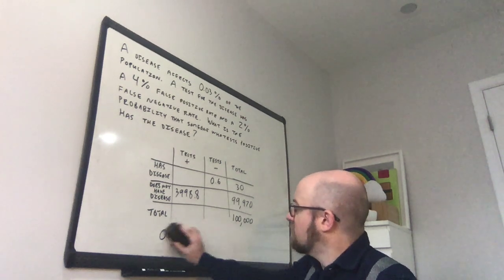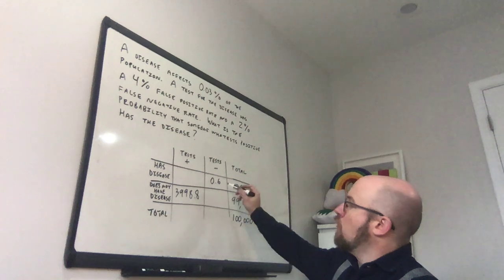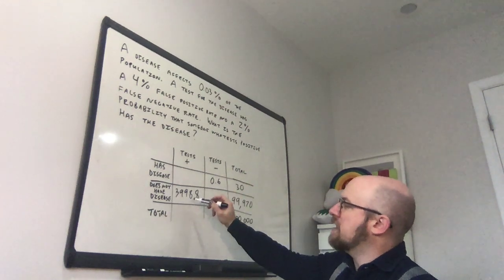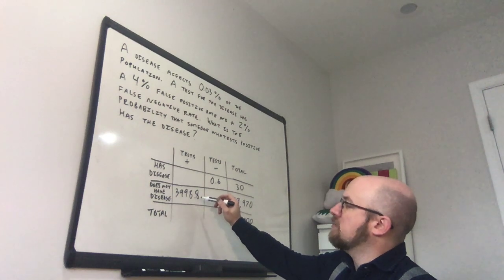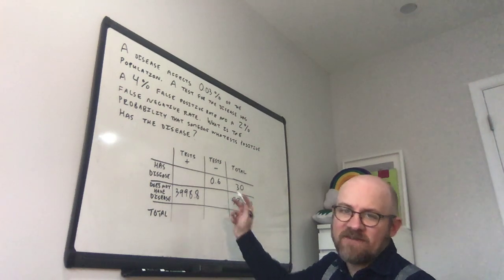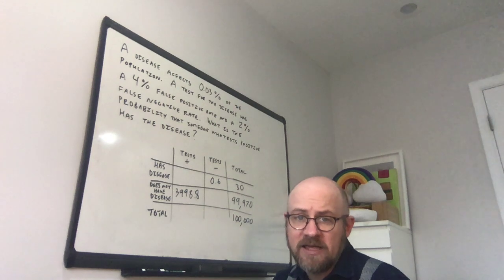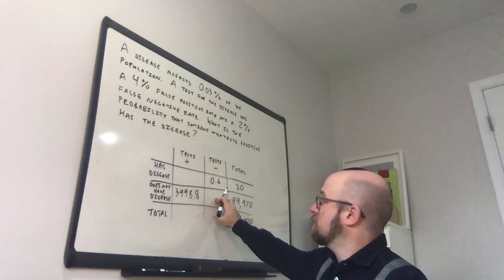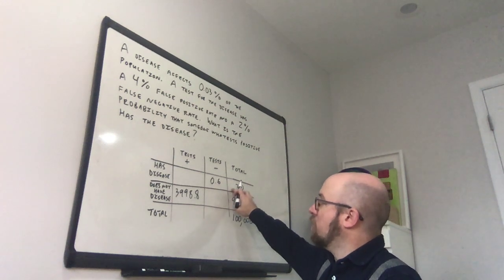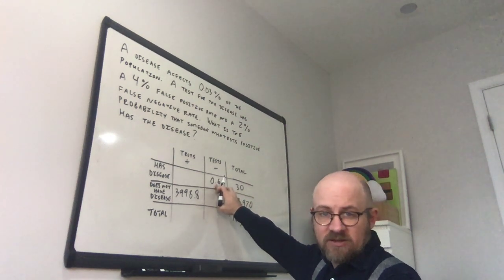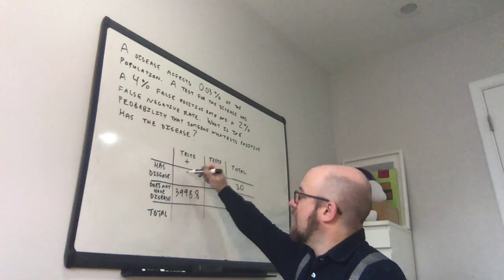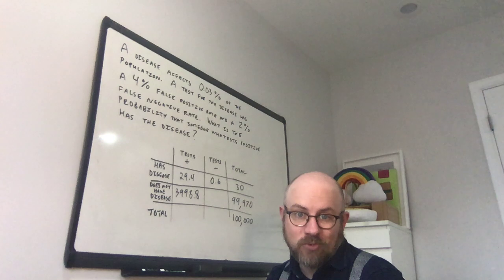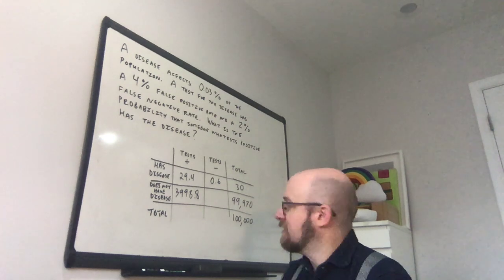So we've got 0.6 who have the disease and test negative, and 3,998.8 who don't have the disease and test positive, from our false positive and false negative rates. To get the other values here, we're just going to do some subtraction. So the total is 30. We've got 0.6 who tested negative. That means the other 29.4, 30 minus 0.6, have to test positive.